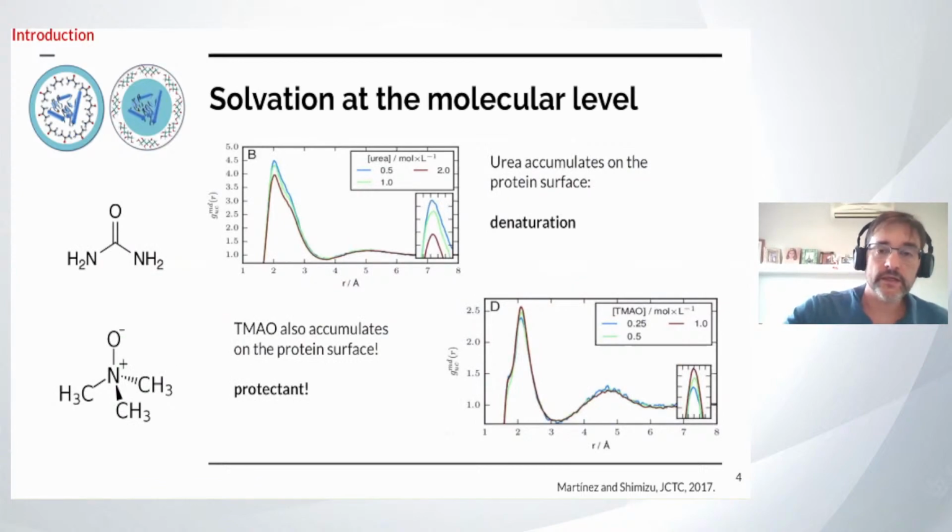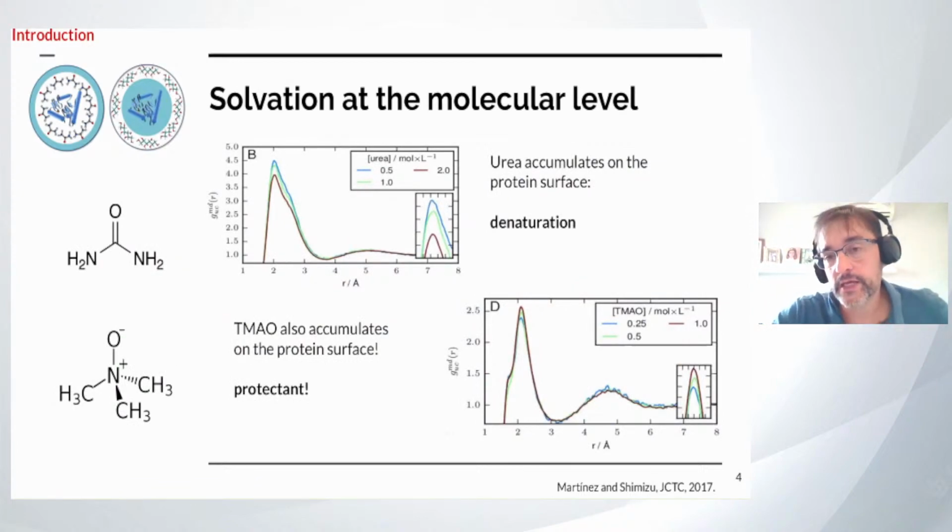For instance, as one example of the application of these distribution functions to understand solvation, let's go for the case of urea. In this case, urea is a denaturant of proteins. So the expectation is that urea will interact strongly with the surface of the protein, promoting denaturation, favoring protein conformations with greater surface area.